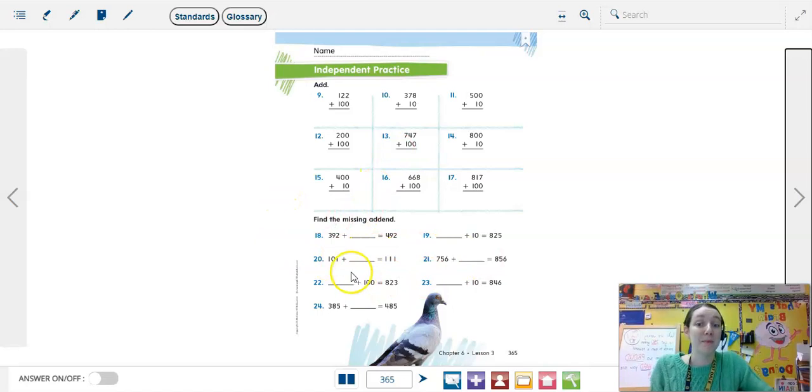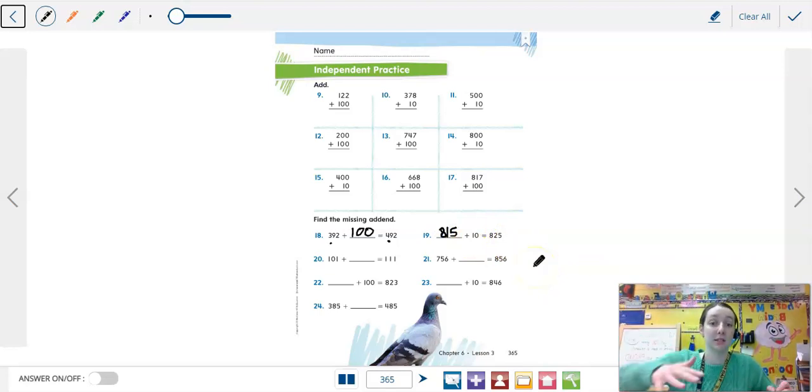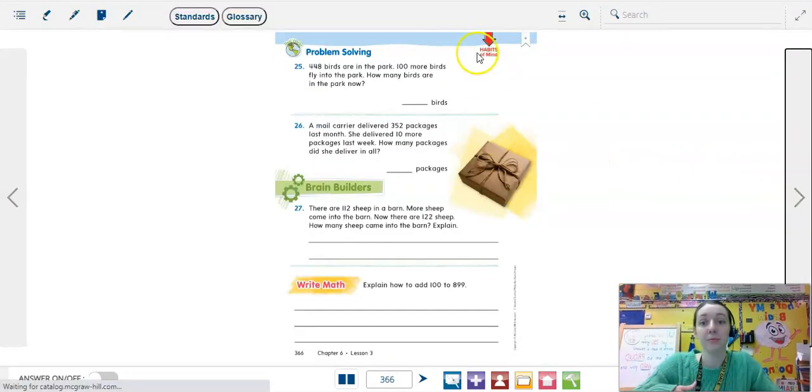Down here, you're going to find the missing number. Basically, you look at your answer and see if it's 10 more or 100 more than your first number. For example, 392 is going to become 492. I can see that my hundreds place is what changed, so I'm adding 100. In this case, they give us the 10. We know we're going to add 10 to something. So if I have 825, what's 10 less? Think about it like you're going backwards. It's going to be 815, because if you add 10, it equals 825. This is a good exercise for your brain to think about the different steps that get you to that number. And of course, problem solving, always applying what we learned with some word problems.